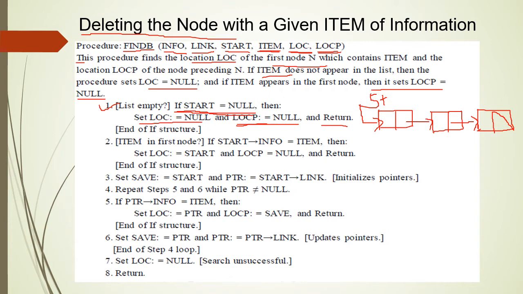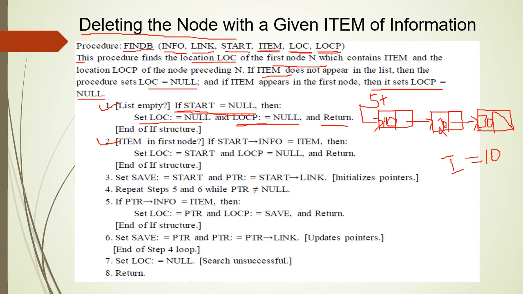So let us assume that the key elements present in these nodes are 10, 20 and 30, and the key element you wanted to search is also 10. First it will check the first condition: if start is equal to null? No, start is not null, so it goes to the second statement.